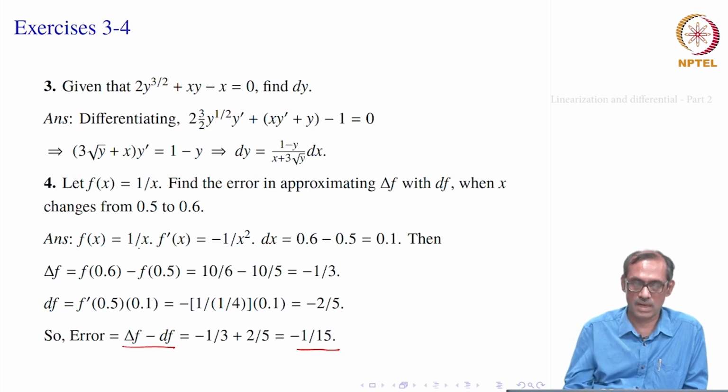So, it is the reciprocal. When the reciprocal is linearized, it is not a really good approximation, right. This is what it shows. This difference should go to 0 as the difference between these 2 points goes to 0. It is 0.1, but you get minus 1 by 15. It is almost the same order, not varying much, right.